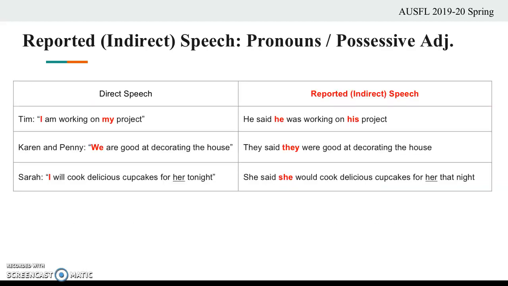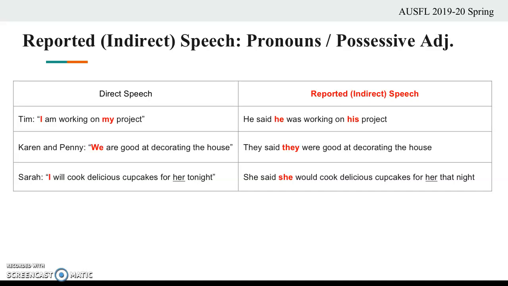While reporting the speech, you need to change pronouns and possessive adjectives if necessary. Here in the first example, Tim is speaking. So, we need to change the subject pronoun and possessive adjective into he and his while reporting. Check out the following examples as well. We are good at decorating the house. They said they were good at decorating the house.